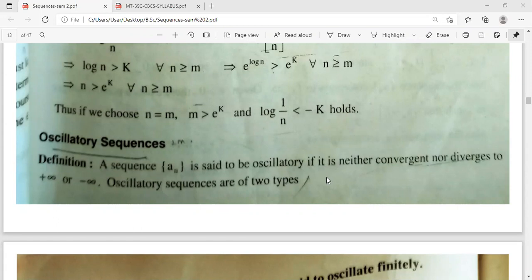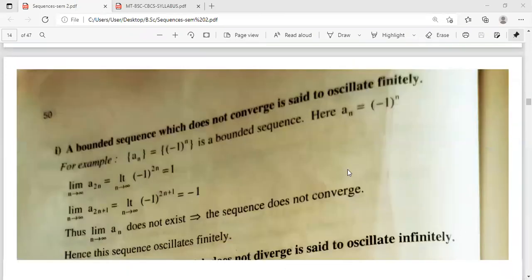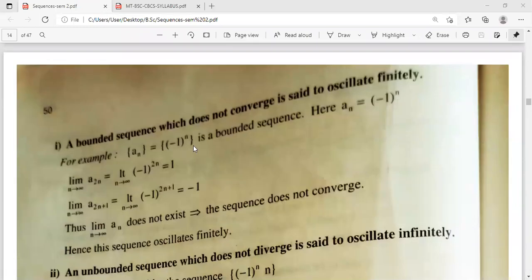Oscillatory sequences are of two types. Other than convergent and divergent, that is the oscillatory sequence. The first type is a bounded sequence which does not converge, which is said to oscillate finitely. That means the sequence is not converging, but it oscillates finitely. Take an example so that you can get the idea. The sequence a n equal to minus 1 to the power n is a bounded sequence. Why? It is bounded above as well as bounded below. Then only you can say it is a bounded sequence.